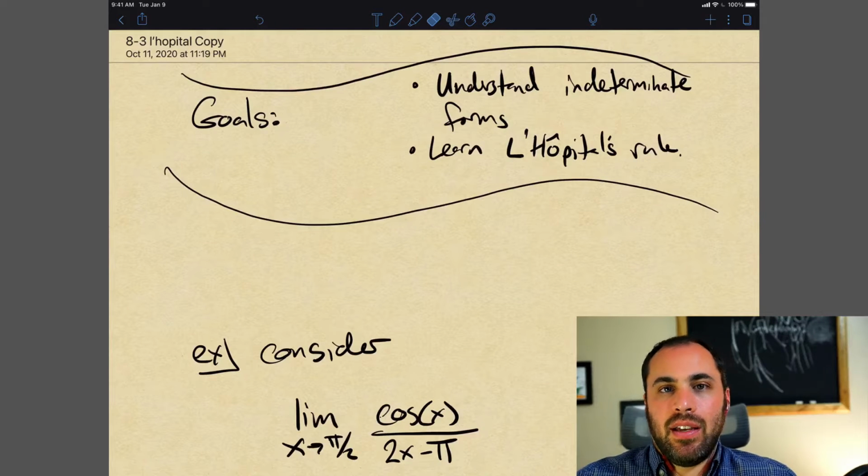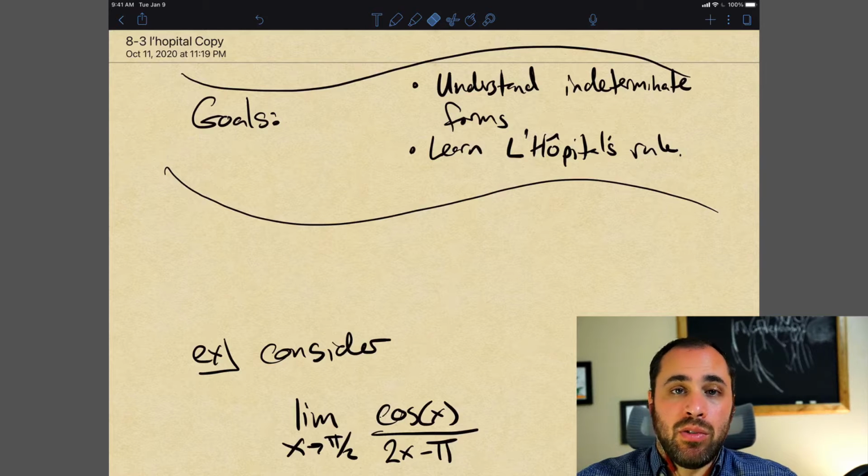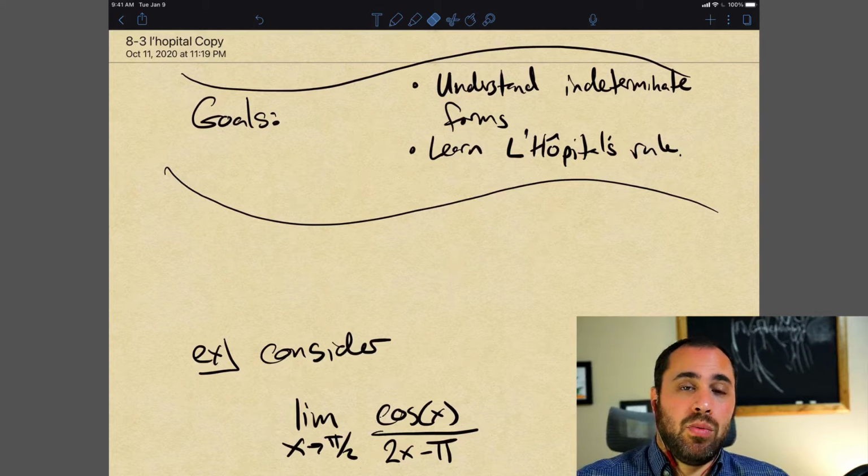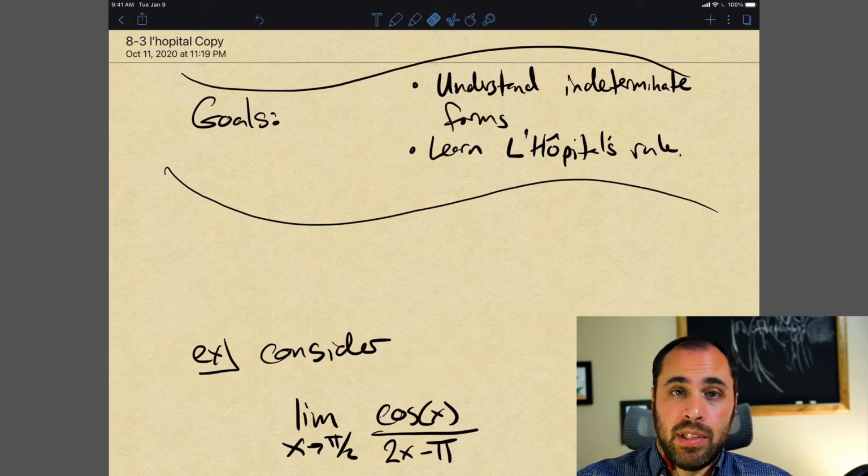Hey folks, in this video we'll talk about an important rule and tool called L'Hopital's rule. This will help us take limits that previously we couldn't do. We'll use derivatives to take some of these limits.